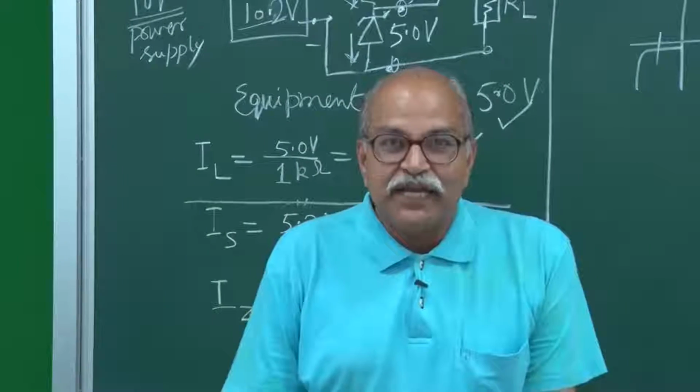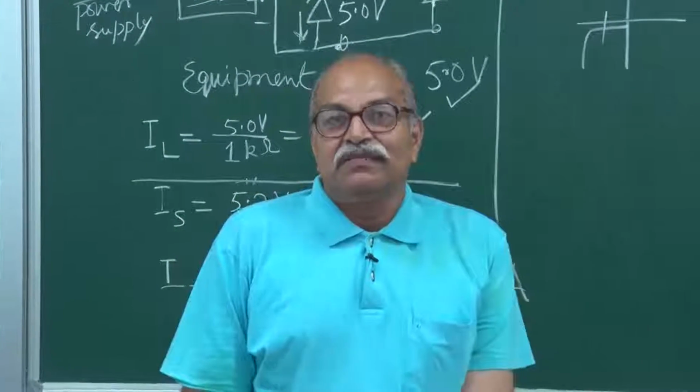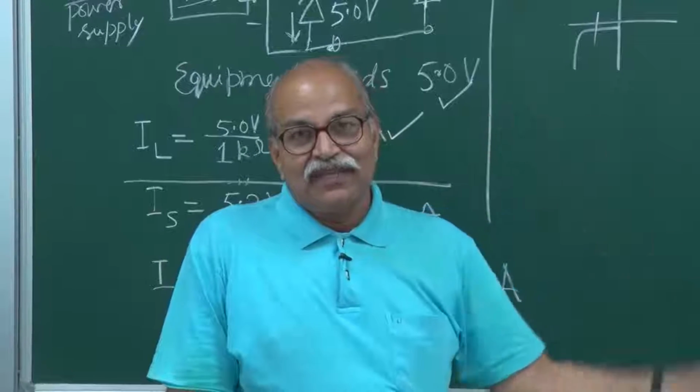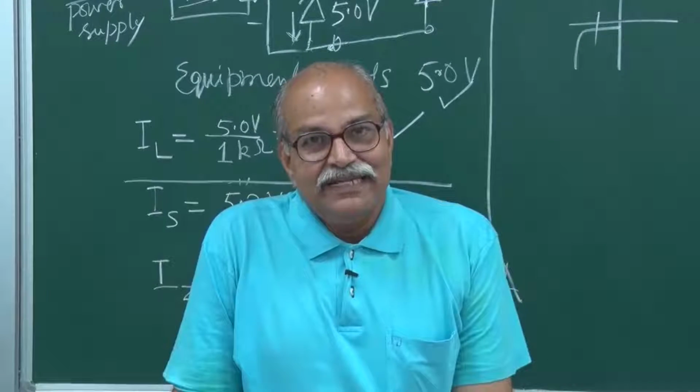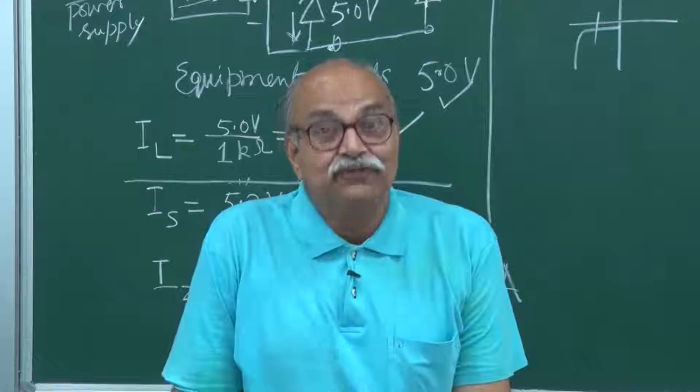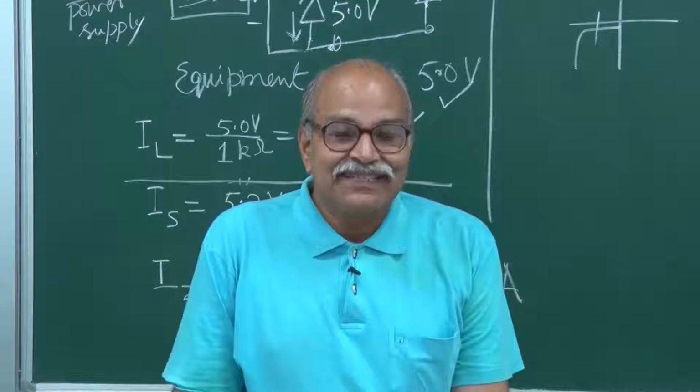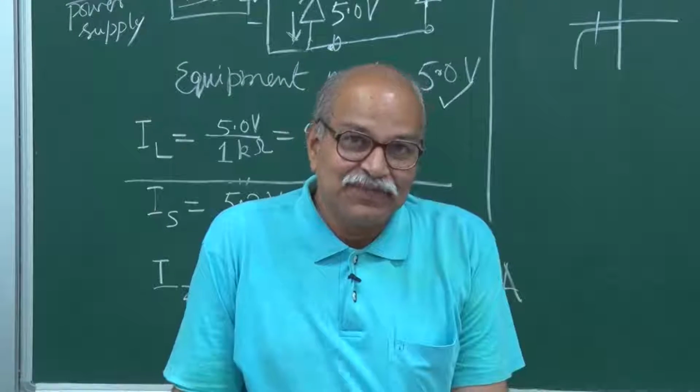So this was one application, one special purpose PN junction made to follow this, and there are many others. LED is one, and this photo detector is one, solar cell is one. So next lecture we will take one of these things or maybe two of these things.